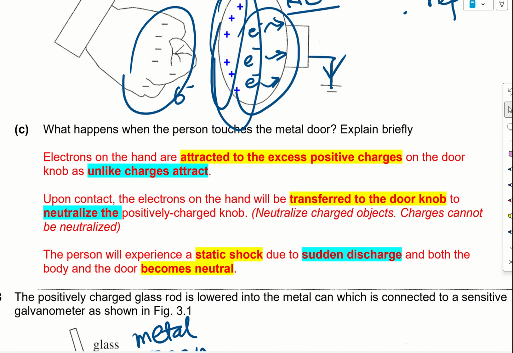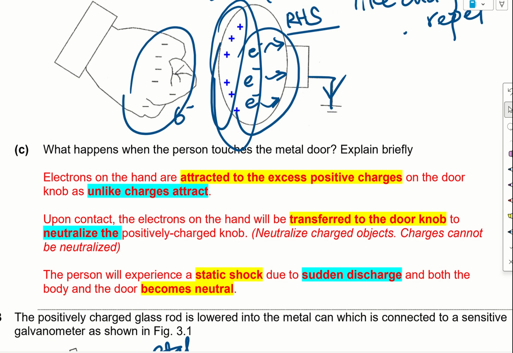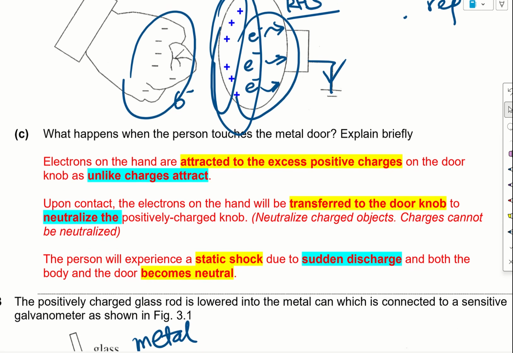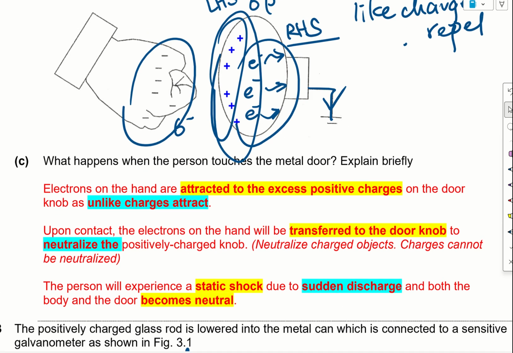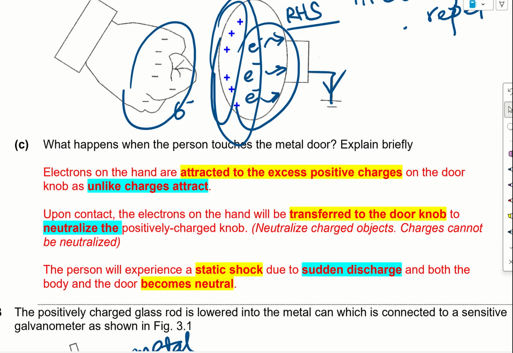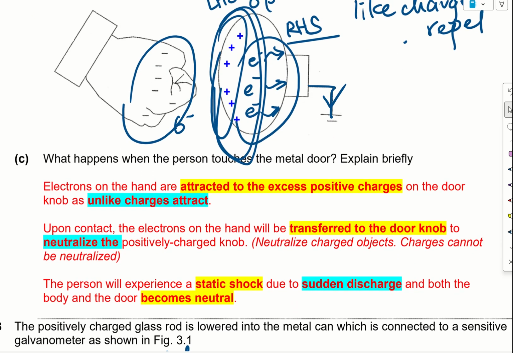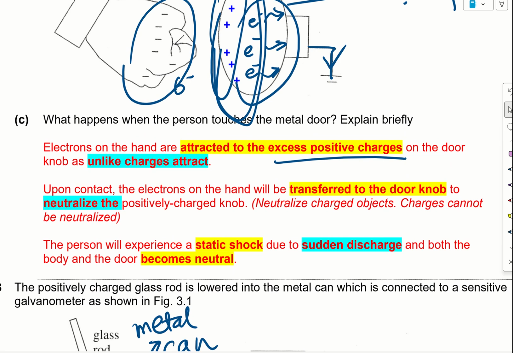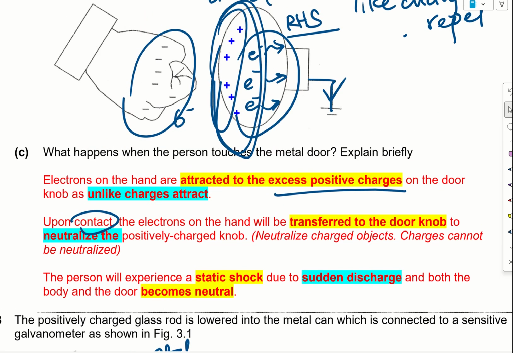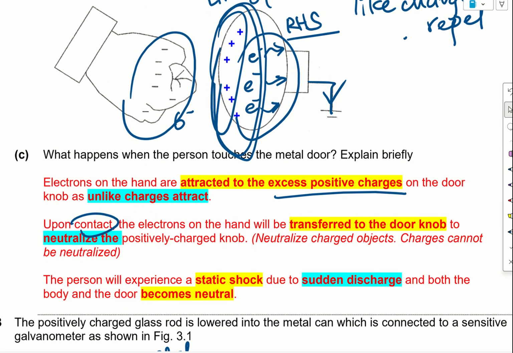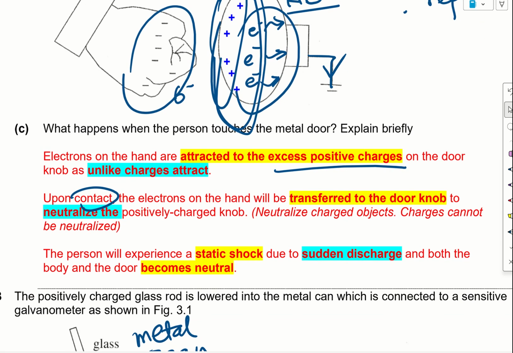So the answer is that electrons on the hand are attracted to the excess positive charges on the doorknob as unlike charges attract. So maybe I should talk about the electrons being repelled, leaving behind excess positive charges. Now upon contact, the electrons on the hand will be transferred to the doorknob because now they are touching, to neutralize the positively charged knob.